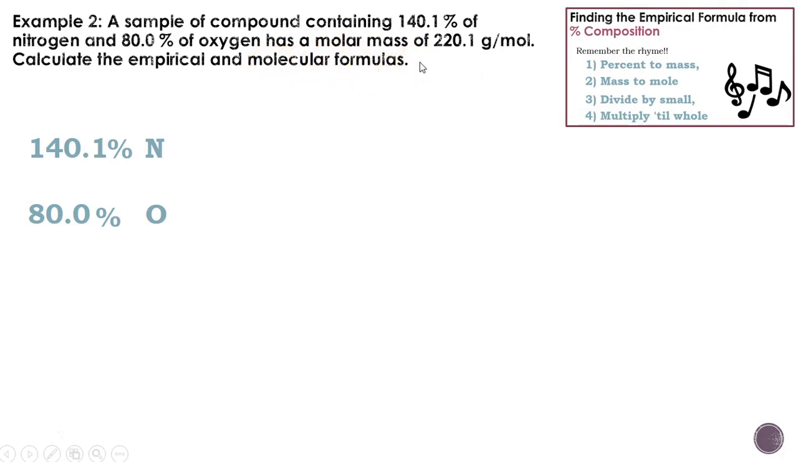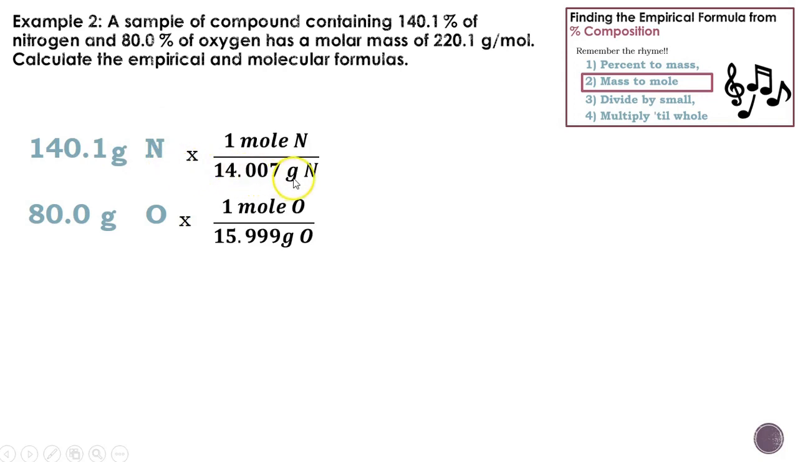So let's go ahead and figure out our empirical formula. We always remember the first step is percent to mass. Because we always assume we have 100 grams of each sample, we can just change the percentage signs to grams. Then you want to change mass to mole. For each of these you need the molar mass, and you're going to see that the molar mass is going to cancel, and you're going to get two numbers in moles.